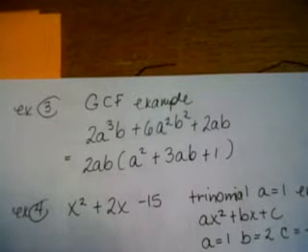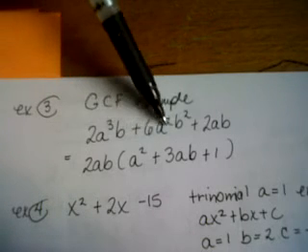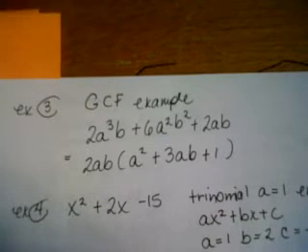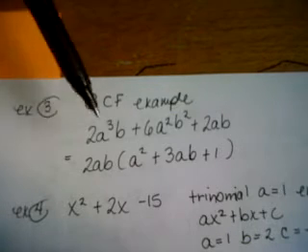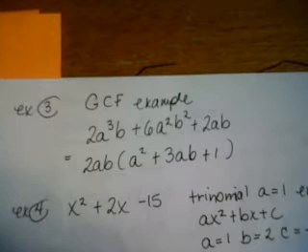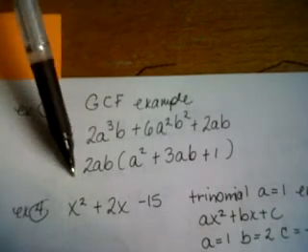Here is a greatest common factor example. You have 2a cubed b plus 6a squared b squared plus 2ab. What can I factor out of each of these? So I look for the largest number that will factor out. That would be a 2. I look for the largest a value that would factor out. That would be an a. The largest b value that would factor out. That would be a b. So I can factor out a 2ab.